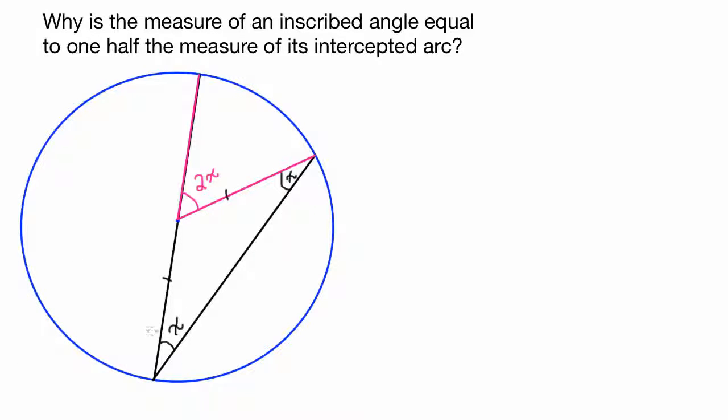Right here you see my inscribed angle, and that measures x, and here's my central angle, which is the measure of the intercepted arc, which is 2x. So clearly, the inscribed angle is 1/2 the measure of the central angle, or 1/2 the measure of its intercepted arc.